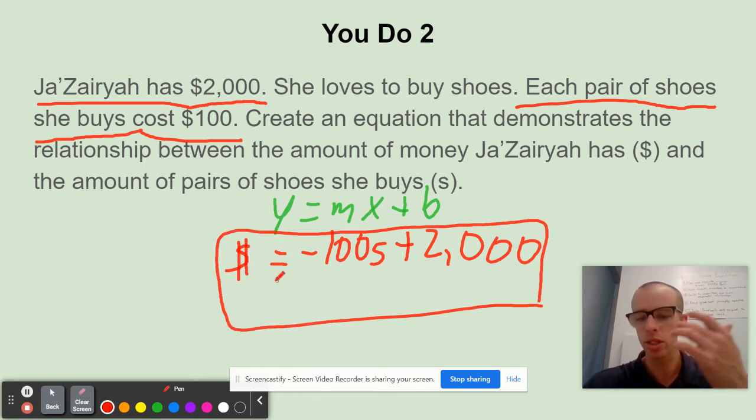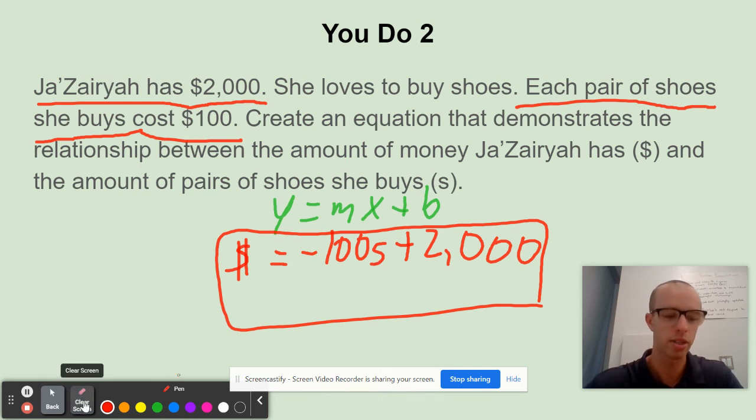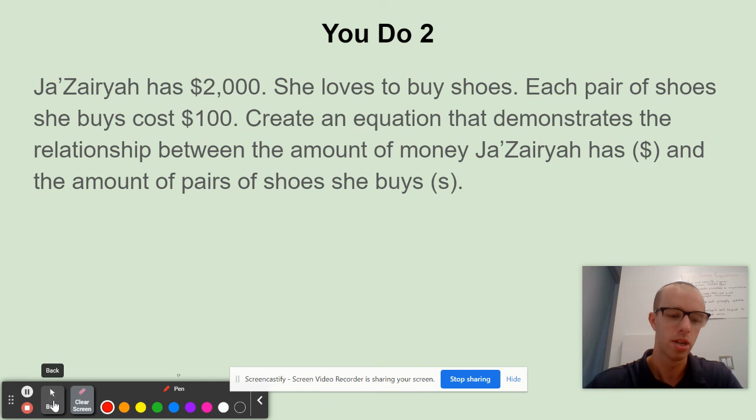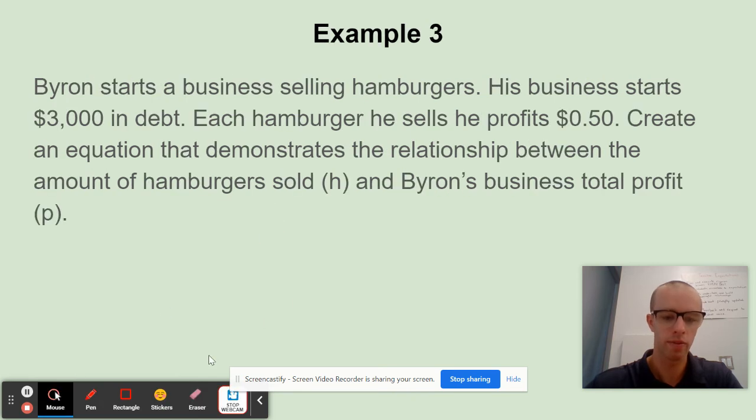If I told you Jazira's bought 0 pairs of shoes, you'd put a 0 here, negative 100 times 0. You'd get 0 plus 2,000. She still has $2,000. If I told you she bought 1 pair of shoes, well, she's bought a pair of shoes. That's 1. And she's lost $100. So 2,000 minus 100, she'd only have $1,900. All right, quickly, because I know this is a long video at this point, into the last example.